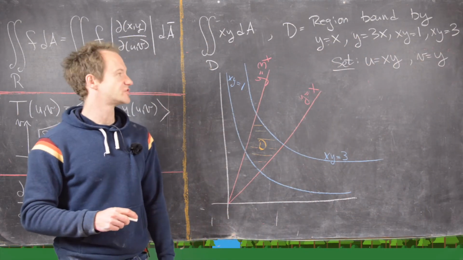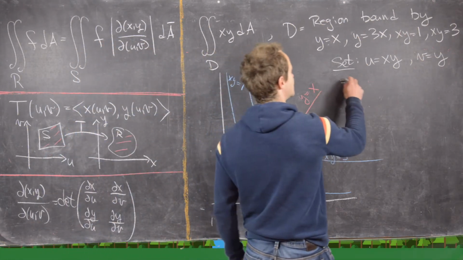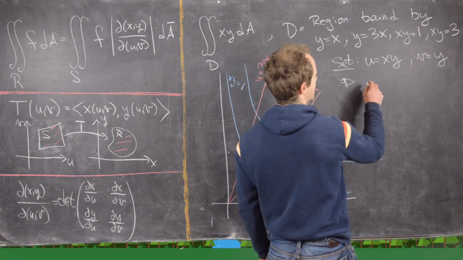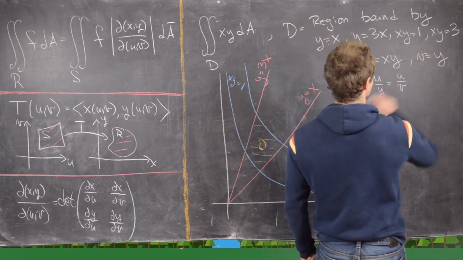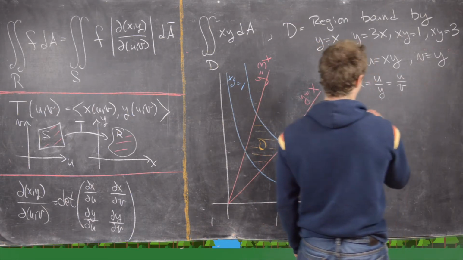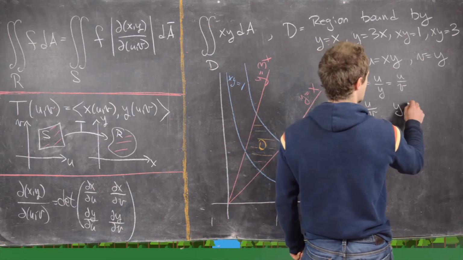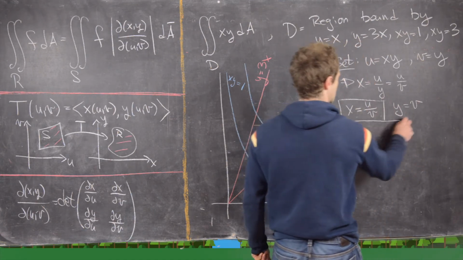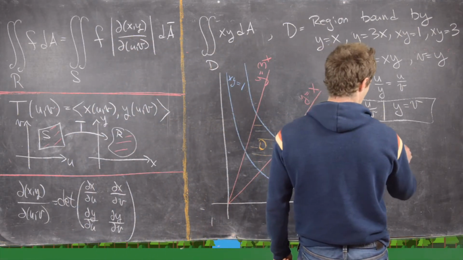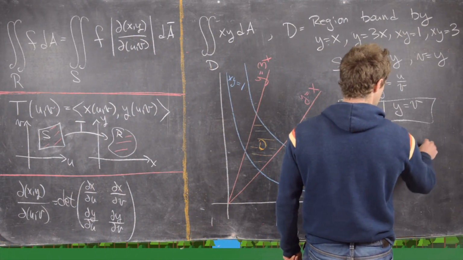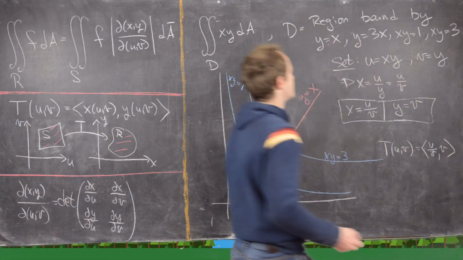Okay, good. Now let's solve that change of variables for x and y. What this is going to do is let x equal u over y, which is the same thing as u over v. So that means we have our change of variables. We have x equals u over v, and then we have y equals v. So there's our change of variables. In other words, our transformation of the plane, T, is given by the vector (u over v, v).